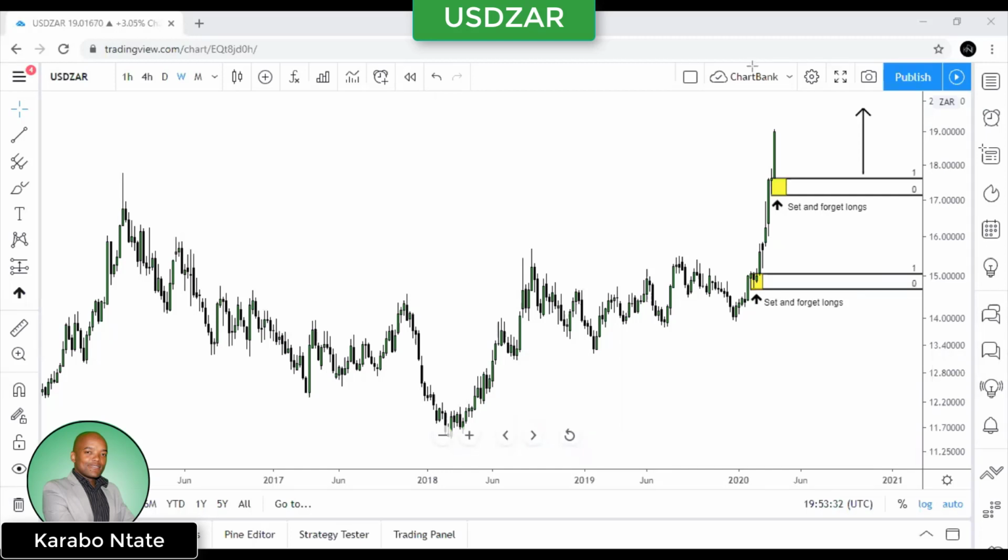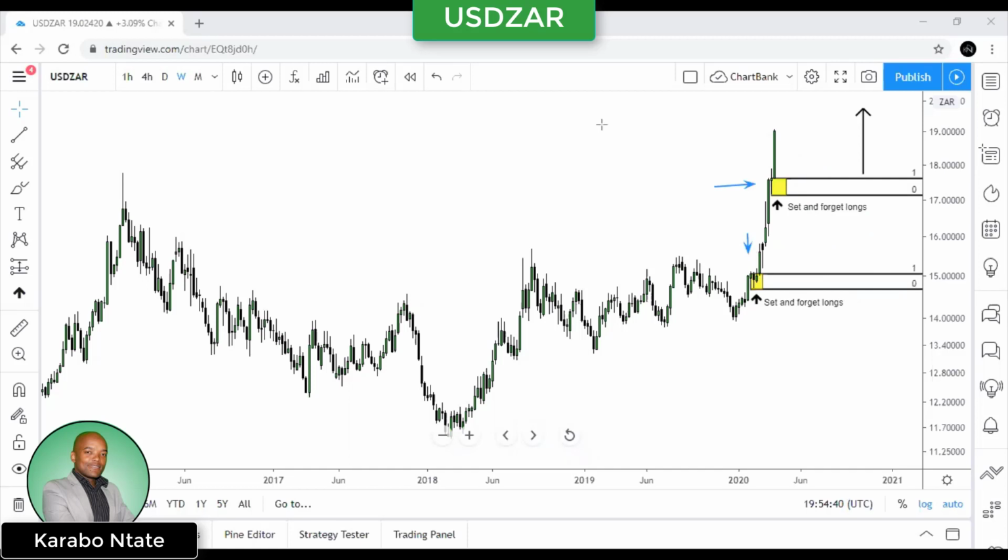The setup I'm currently looking at is USDZAR on the longer time frame, on the weekly time frame. Now, what I'm currently looking at is these two demand zones which we've got over here. So what I'm expecting is a pullback into this demand zone for a potential buying opportunity. Now, if this zone gets negated, the next zone I will be looking at is to buy at this one going higher.